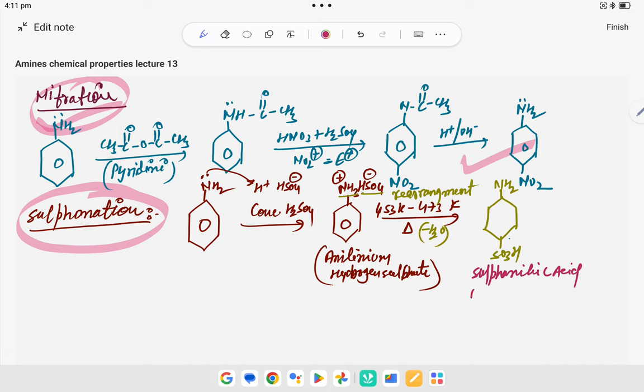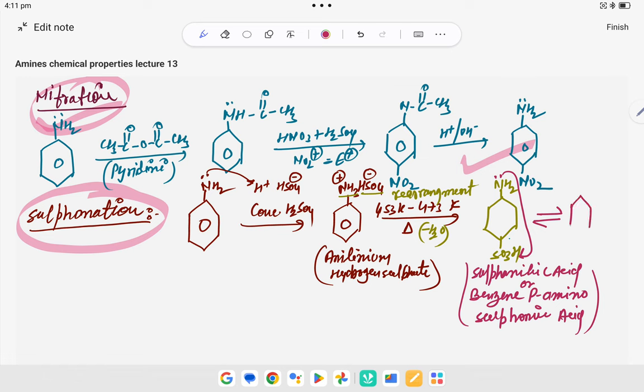Sulfanilic acid, or you can say benzene para amino sulfonic acid. This is the name. In the next step, zwitterion will be formed. Here lone pair, that lone pair approach the hydrogen and NH3 plus and here SO3 minus, that zwitterion is formed. What is the name? Zwitterion. So that is the process of sulfonation.